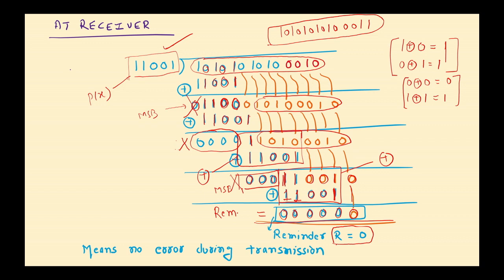CRC is used as an error detection method. CRC detects errors in the data and information transmitted over the network, including the CRC. At the receiver, we check the remainder value. If all are 0, that means there is no error in the received code word.